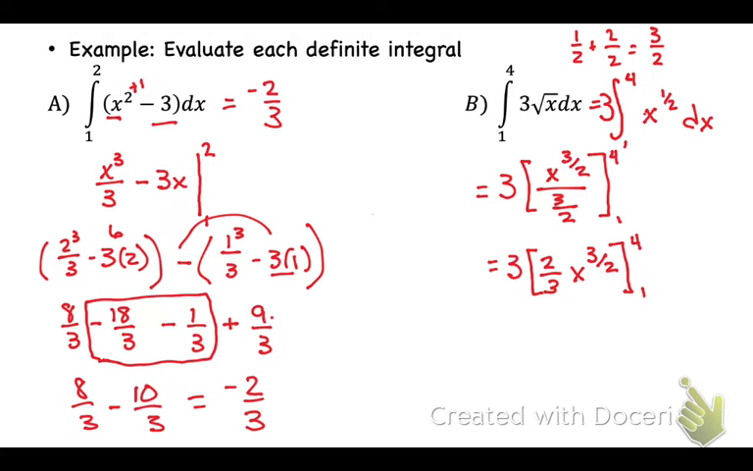Okay. Well, this 2/3 we can also deal with right here, right? So what's 2/3 times 3? 2. So I'm just going to leave it out in front. I could put it in, but I could just leave it out in front, can't I? Okay. So I need to plug in 4. So I have 4 to the 3/2, sorry, minus 1 to the 3/2, correct? Why would it be minus? Because that's the formula.